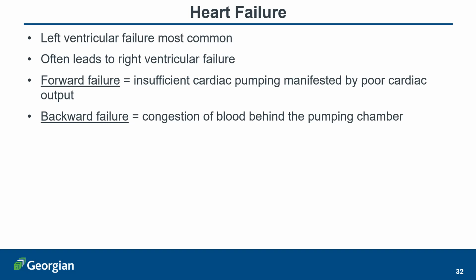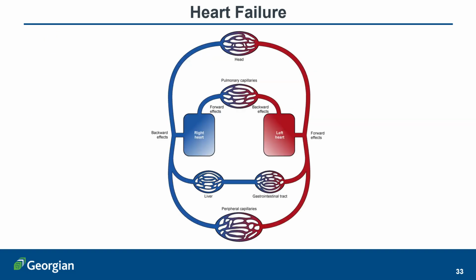So if it's left-sided heart failure, you have congestion in the lungs because blood pools in the lungs, because remember, blood flows from the lungs into the left ventricle via the pulmonary veins. But in this case, because the left ventricle is not pumping properly, blood gets congested in the lungs. You get pulmonary congestion, and then all the backward effects of left-sided heart failure are related to the lungs. They are all pulmonary in nature.